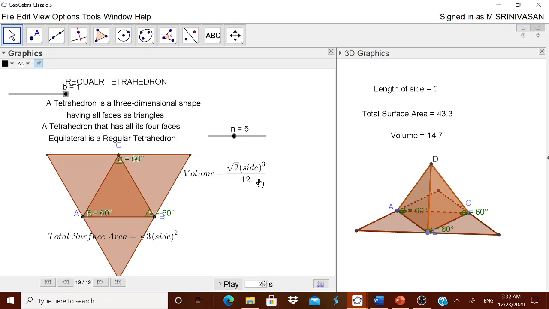Highly interesting. Therefore, this is a dynamic worksheet where we have explained to the children what is a tetrahedron, what is a regular tetrahedron, what is the speciality of it, the formula for its total surface area, and the formula for its volume, and then calculation by having different sides by going on changing the side, and then visualizing the solid by rotating it, and not only that, visualizing its net also.